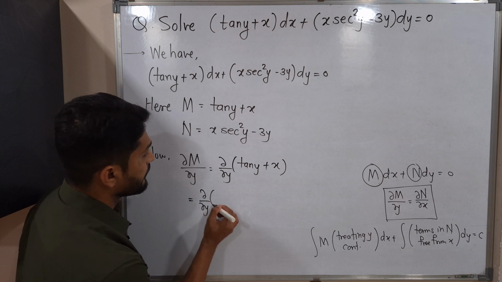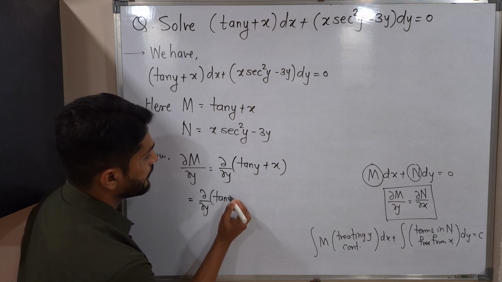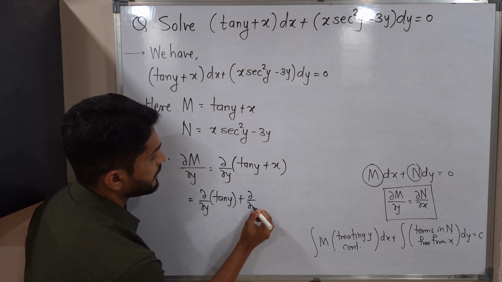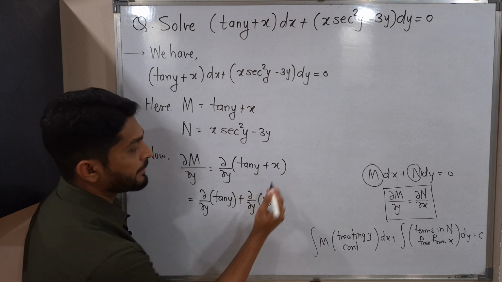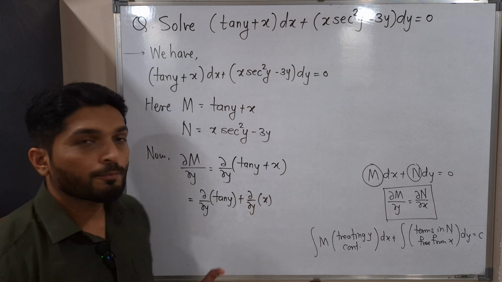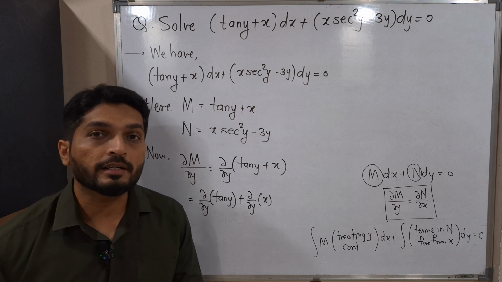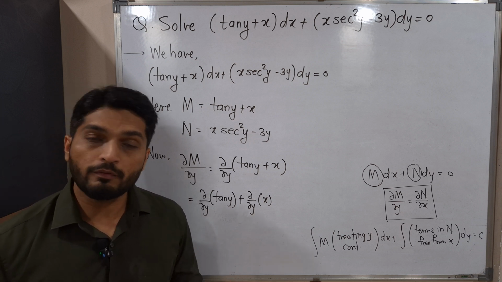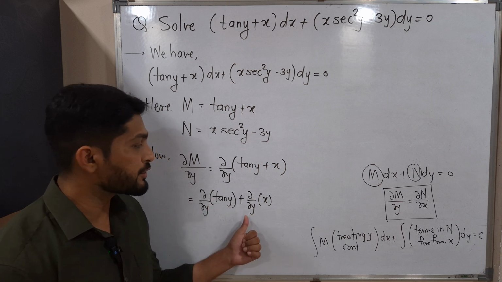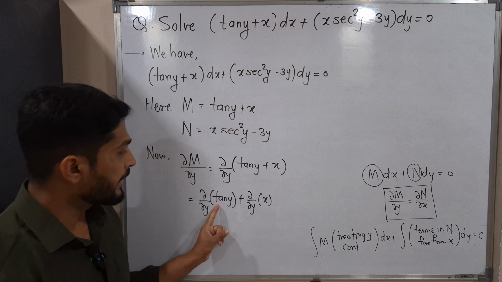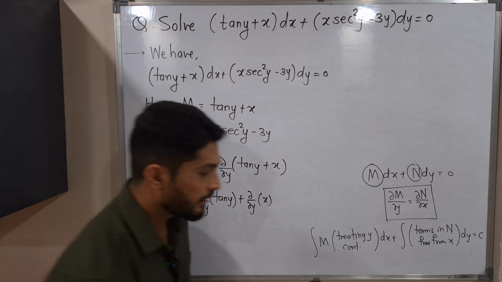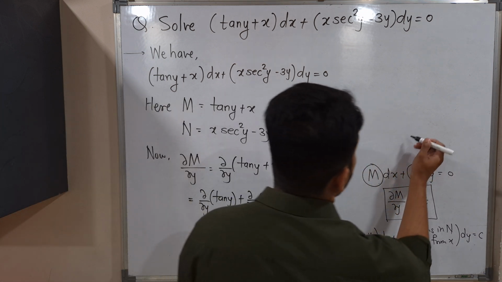Derivative of tan y plus derivative of x. I took the separate derivatives. In case of partial derivative, if you take the derivative with respect to y, we consider x is a constant. If any function of x is constant, when you differentiate with respect to y. Derivative of tan y, you know the formula? If you don't know, I will mention here.